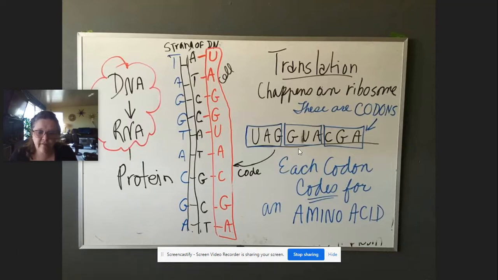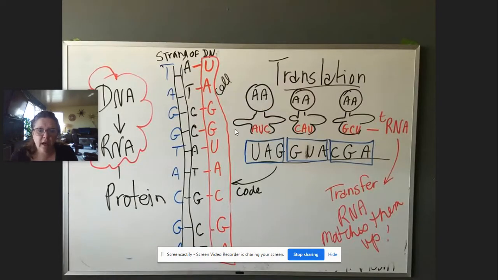It's coding for some amino acid. I don't know which one yet. How does it know? I don't have the names of the amino acids up here. I just have two A's for amino acid, and I'll show you how to figure out what the amino acid is in a minute.